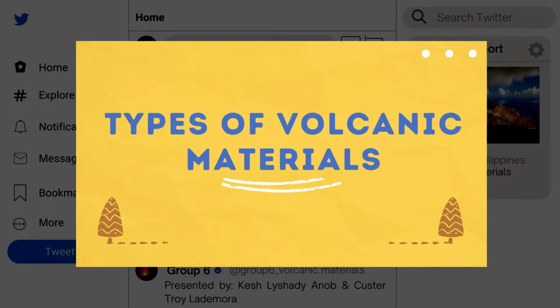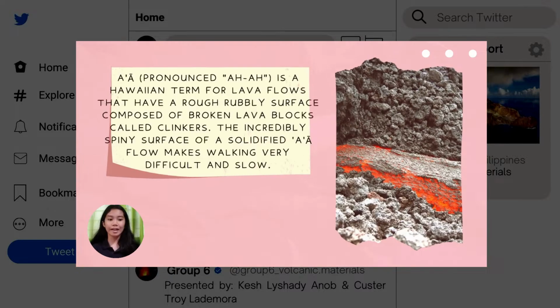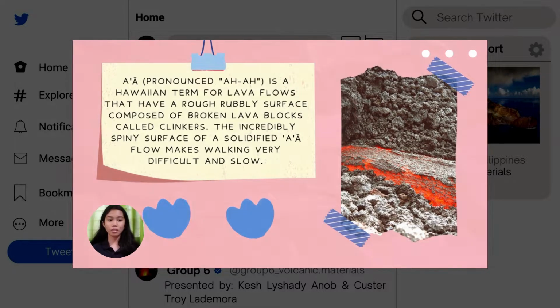Types of volcanic materials. Aa is a Hawaiian term for lava flows that have a rough, rubbly surface composed of broken lava blocks called clinkers. The incredibly spiny surface of a solidified flow makes walking very difficult and slow.